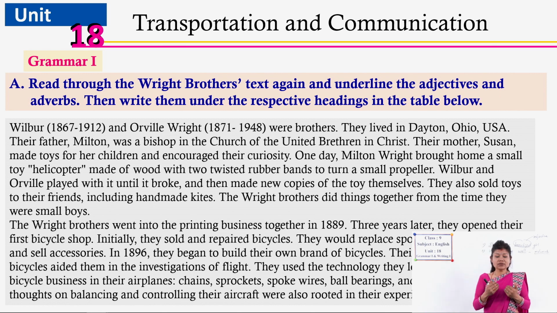Now, look at me. I will also do it with you. Let us do it together. First of all, the first and second paragraph. Let us read line by line. Wilbur and Orville Wright were brothers. They lived in Dayton, Ohio, USA.